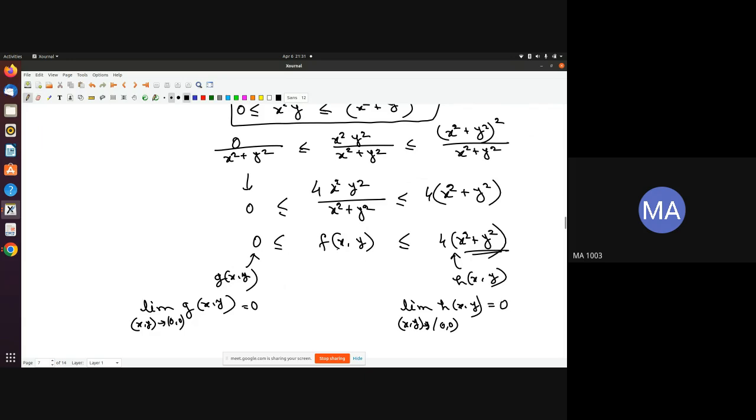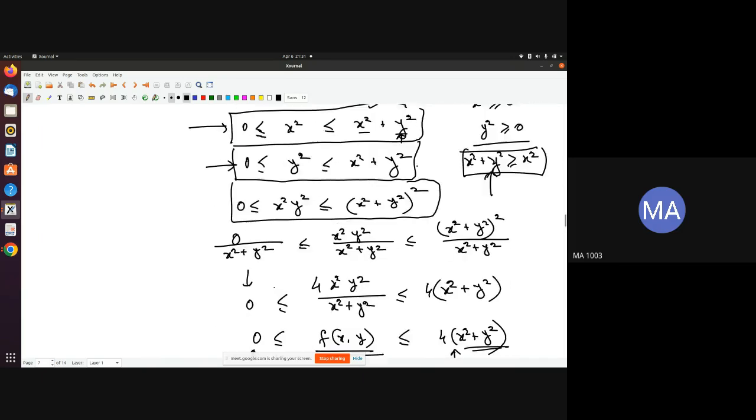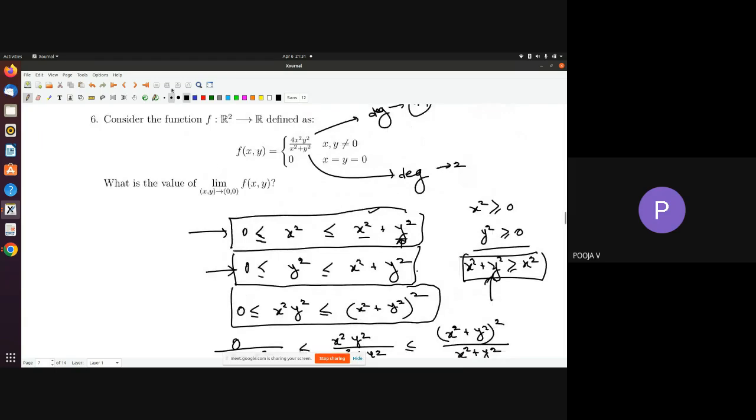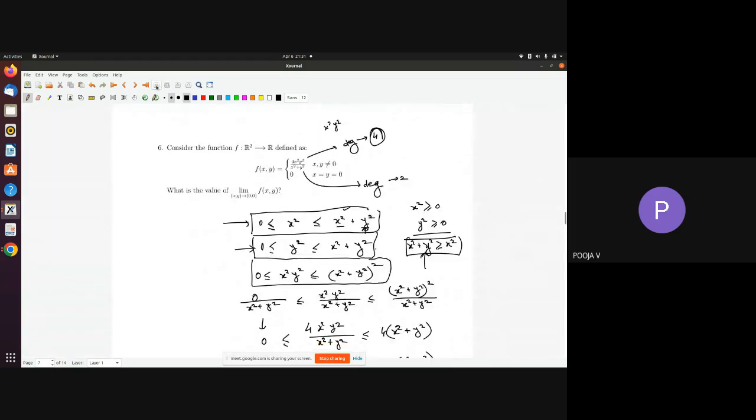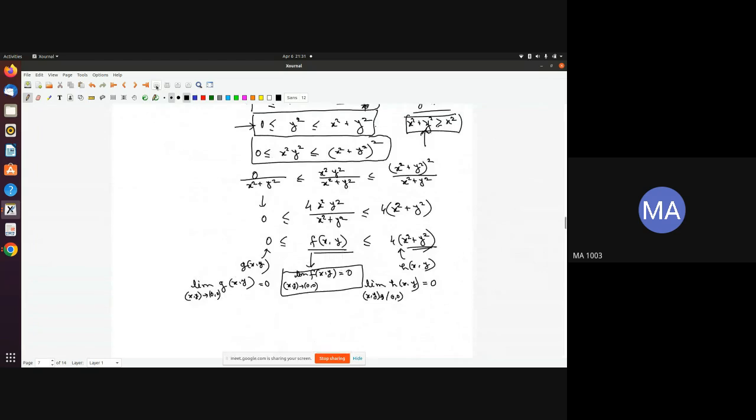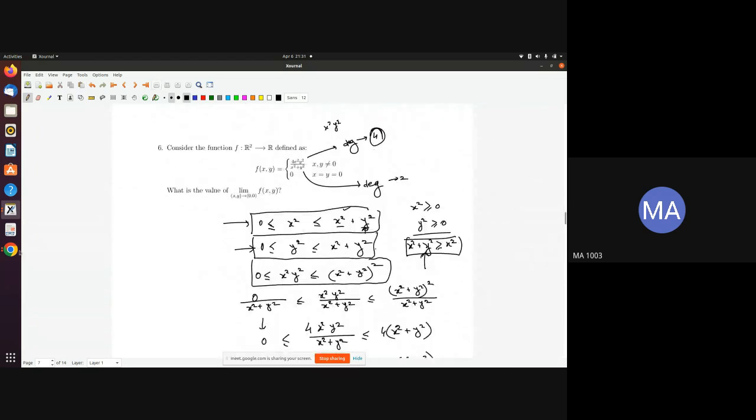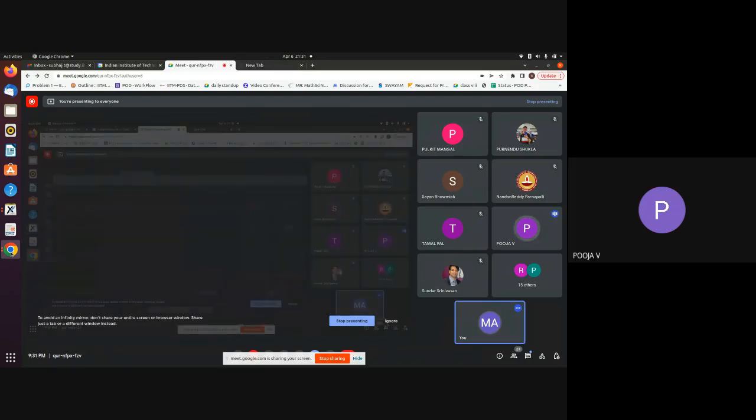The function which is in between, bounded by these two functions, then by the Sandwich theorem, what is the limiting value? It is 0. Is it clear how we have used the Sandwich theorem for this? Is it clear to everyone? So this is what we need to do. Someone was asking for the Sandwich theorem right before this. Is it clear to you?